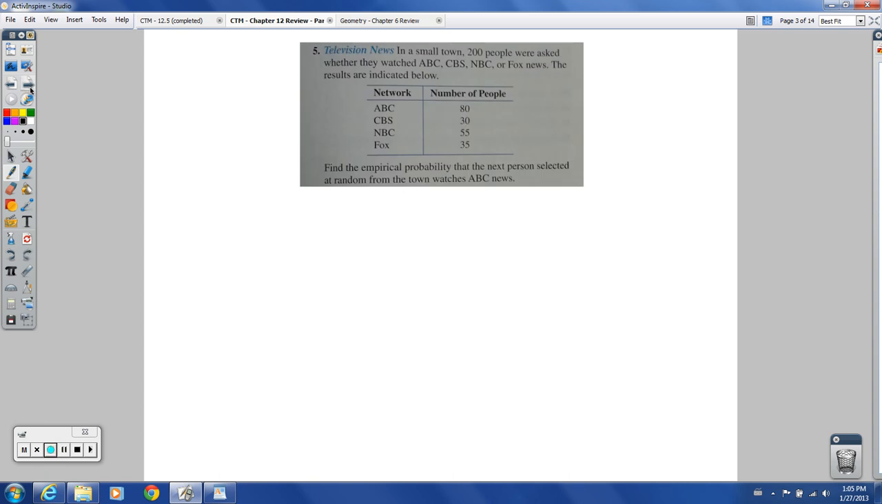So television news. In a small town, 200 people were asked whether they watched ABC, CBS, NBC, or Fox News. The results are indicated below. Find the empirical probability that the next person selected at random from the town watches ABC News. So we're wanting ABC on the top, ABC News out of the total number of people. This would be our empirical probability based on these 200 people. So 200 people total, 80 were watching ABC. So we say 80 out of 200, that's what we're looking for.